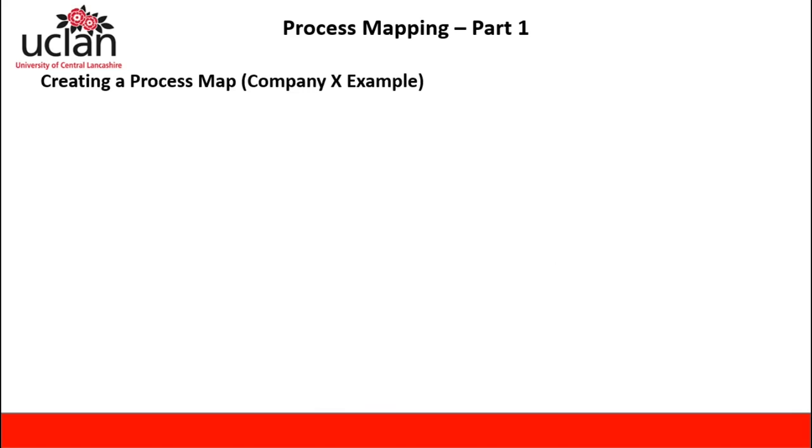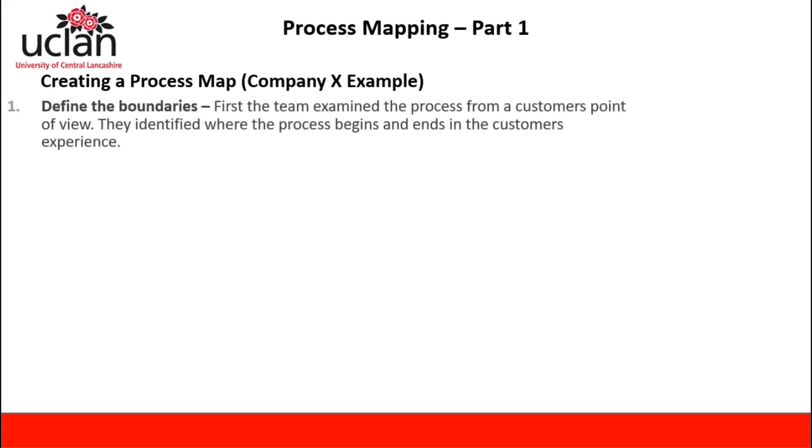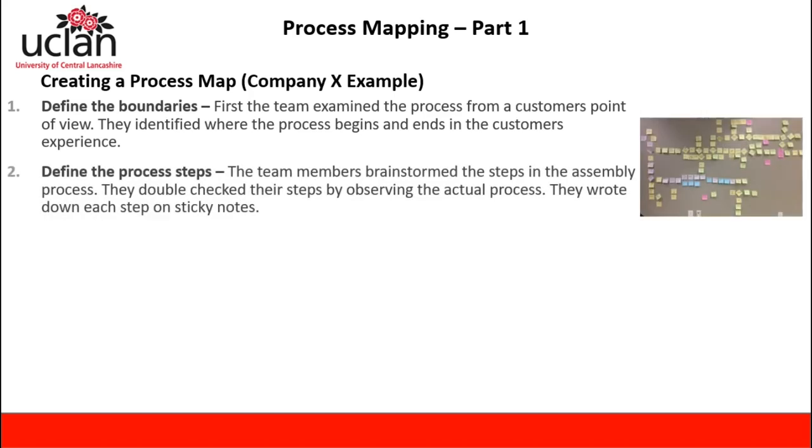So let's have a look at an example of how a made-up company, Company X, created their own process map. First, they defined the boundaries. The team examined the process from the customer's point of view, and they identified where the process begins and ends in the customer's experience. I'll explain a little bit more about what I mean by the customer experience in a few moments. Secondly, they defined the process steps. The team members brainstormed the steps in the assembly process, they double-checked the steps, and they observed the actual process, and they wrote each of these steps down on sticky notes.